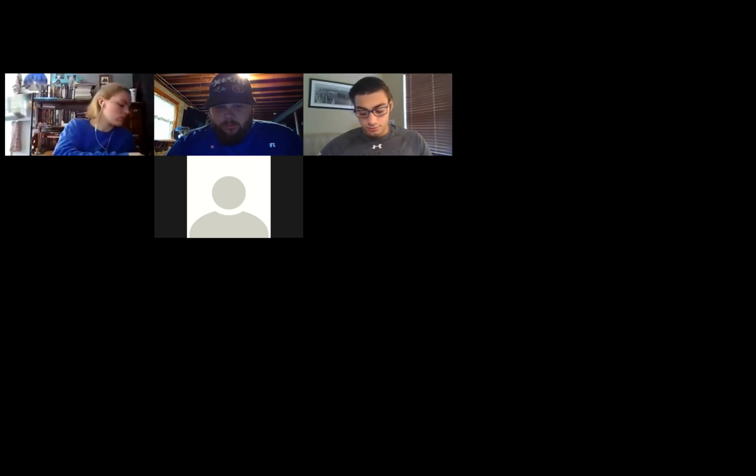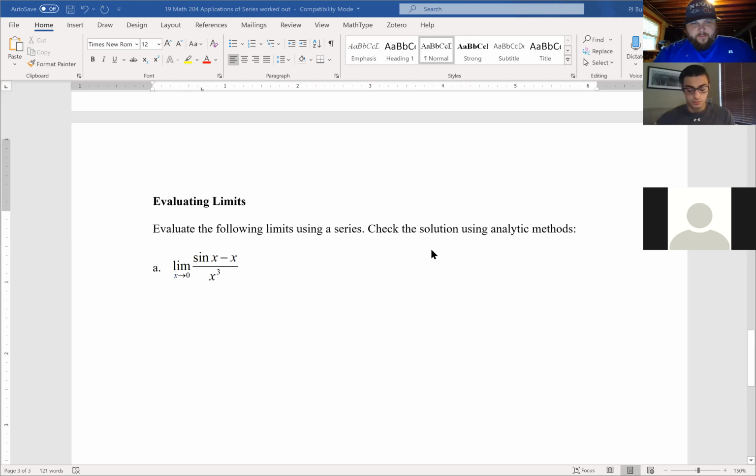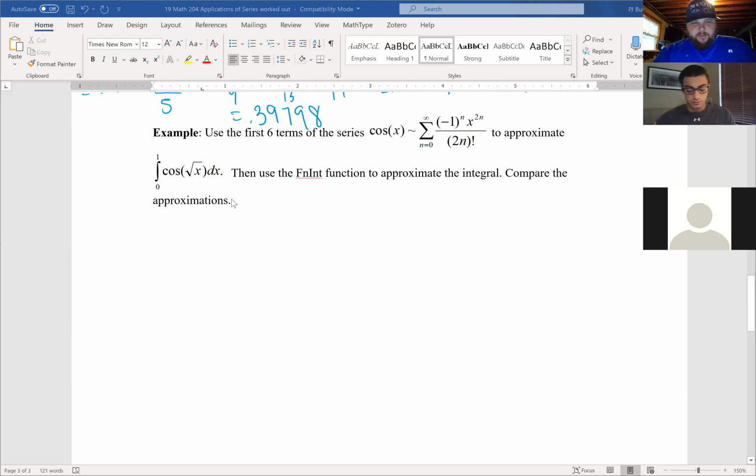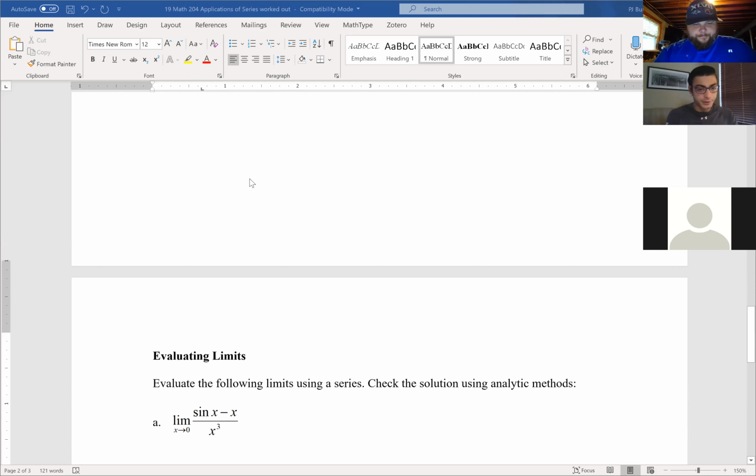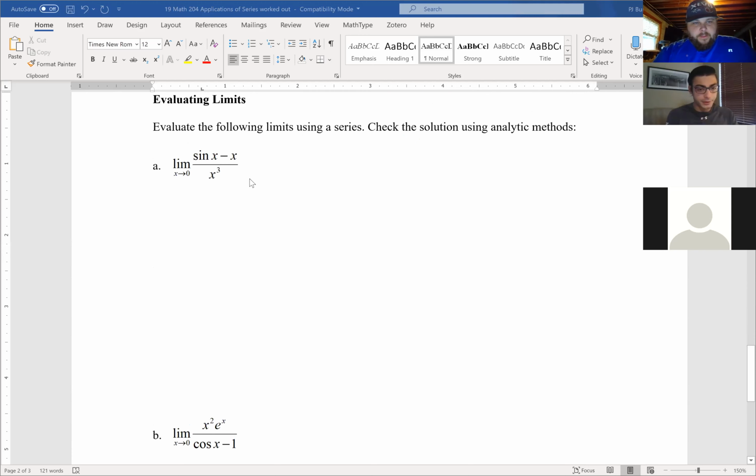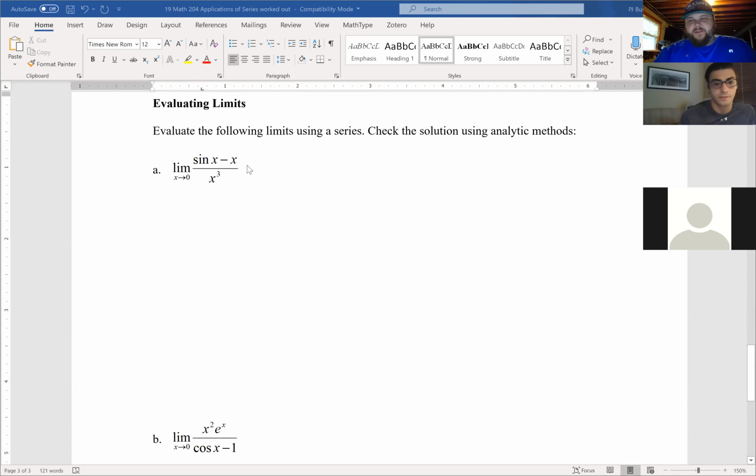And so we've only got one topic left. So last time I left you guys solving this problem here, right? This integral of cosine of square root of x. So today we're just going to use power series to evaluate limits.